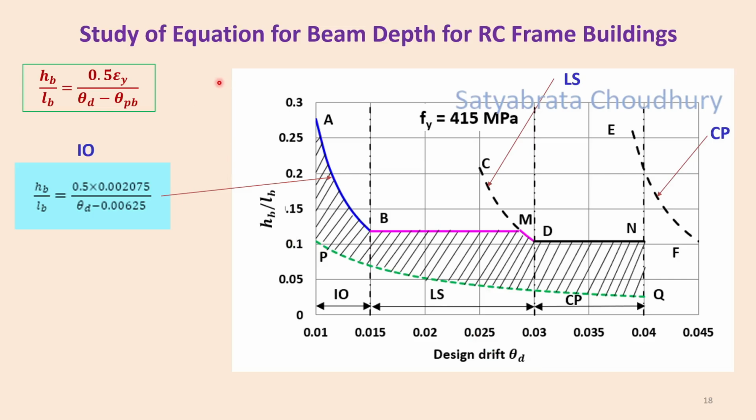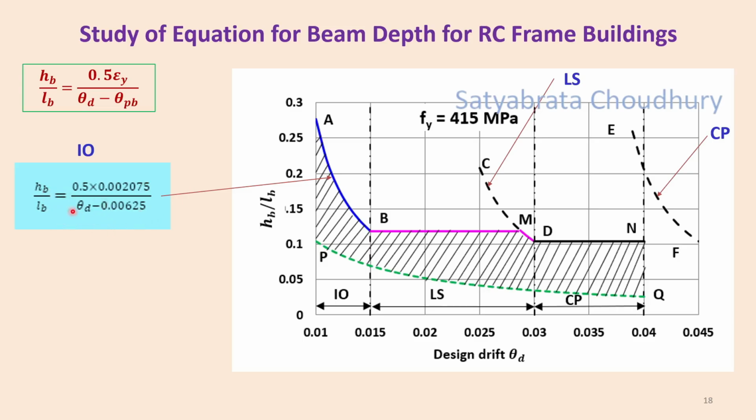Now with this concept we are drawing this figure for this equation, the HB by LB ratio given by 0.5 epsilon y divided by theta d minus theta pb. So for IO, what happens? It becomes HB by LB into 0.5, and we are taking say Fy equal to 415 megapascal. So 415 by 2 into 10 to the power 5 is this much, the yield strain of the rebar. And theta d is a variable, and theta pb is the value we have just seen in the previous slide for IO performance level. It was 0.00625 radian.